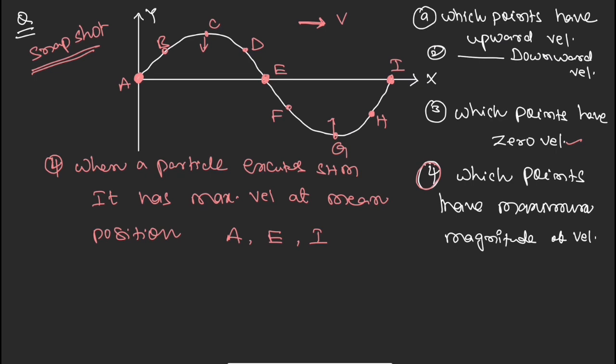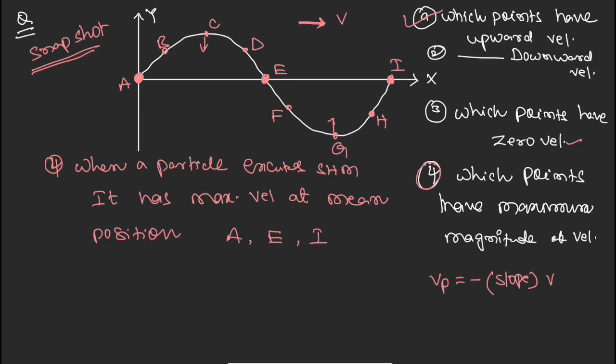Next, the first one: which points have upward velocity? For this, what concept do we need to follow? The concept is particle velocity, Vp, equals minus the slope of the wave velocity. First you need to find where the particle has a negative slope and a positive slope.